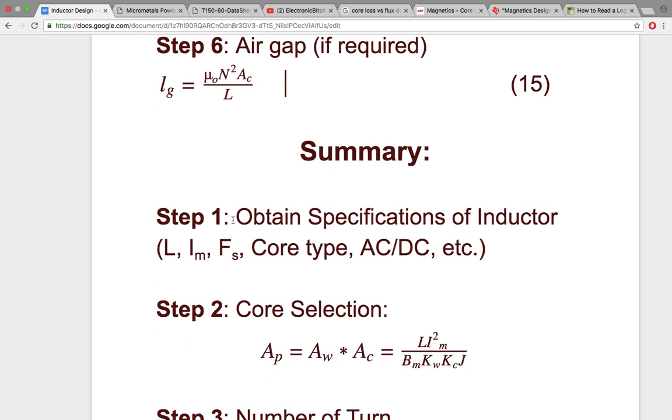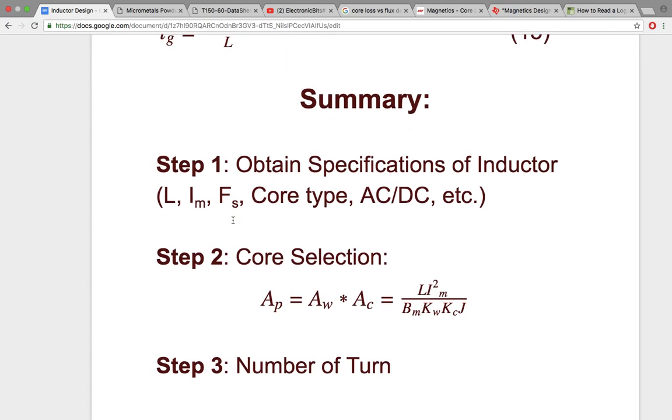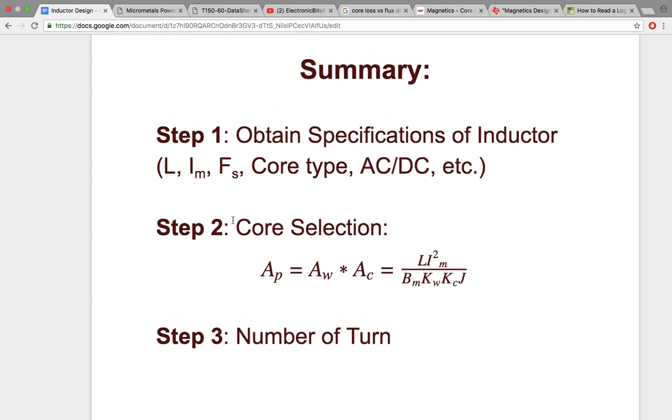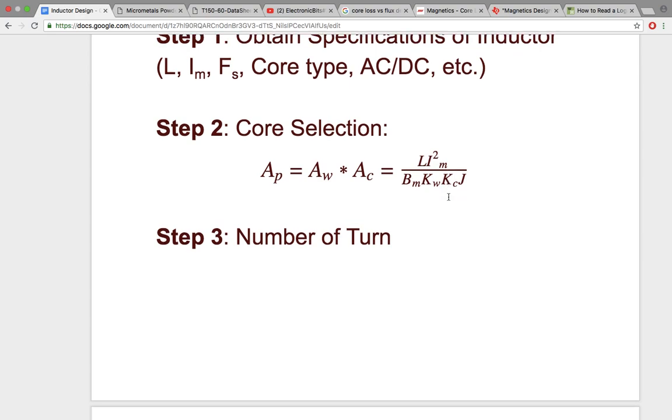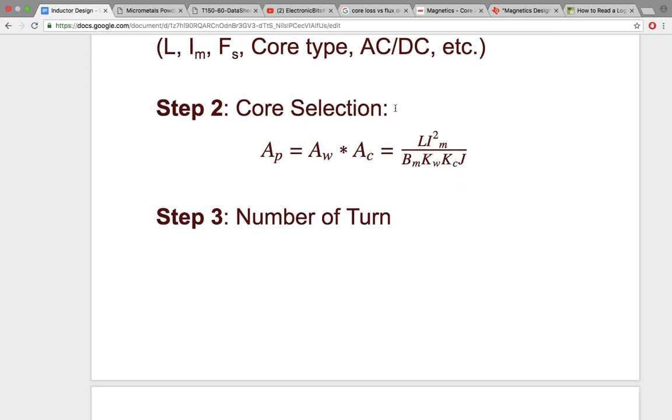Okay, so let us summarize the steps which we have discussed. First step is, of course, we have to know the inductor specifications, these numbers, these details, and then we have to select the core. From here onward, I'll be taking the area product formula for finding the core, so that the graph for finding the core is easier. One can follow it very easily. So we'll take up the area product formula.